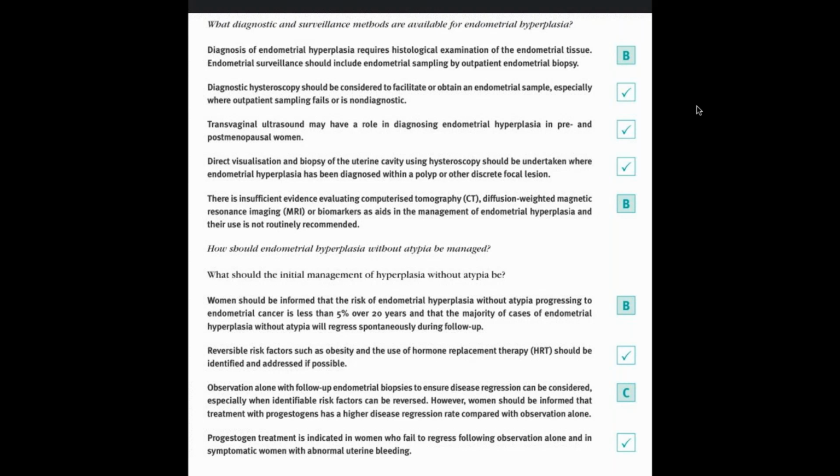However, women should be informed that the treatment with progesterone has a higher disease regression rate compared to observation alone. Now, again, they're telling you women should be informed, so you should tell her this point.